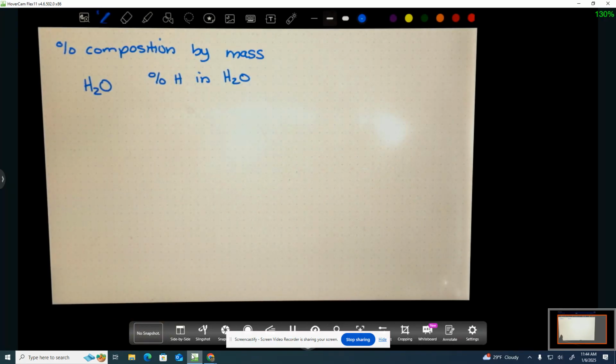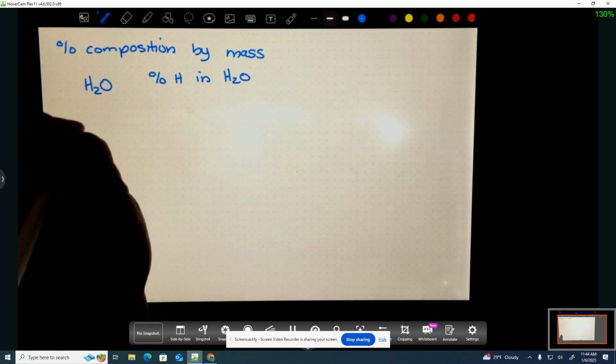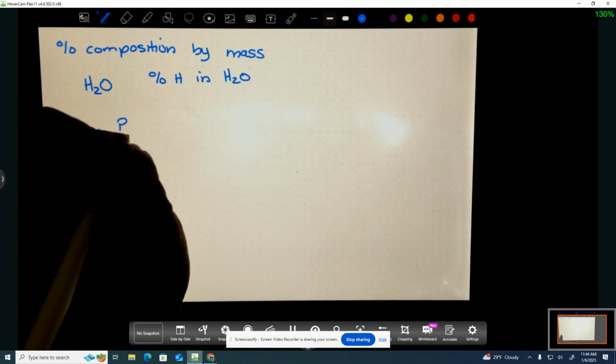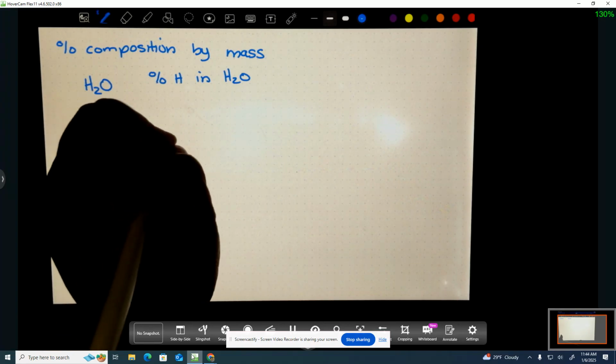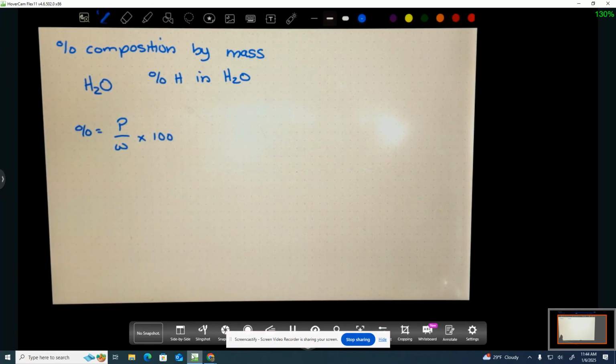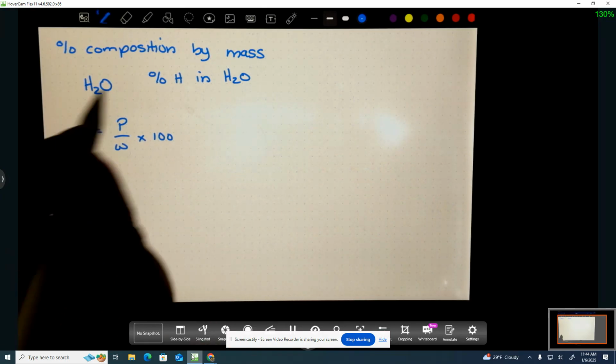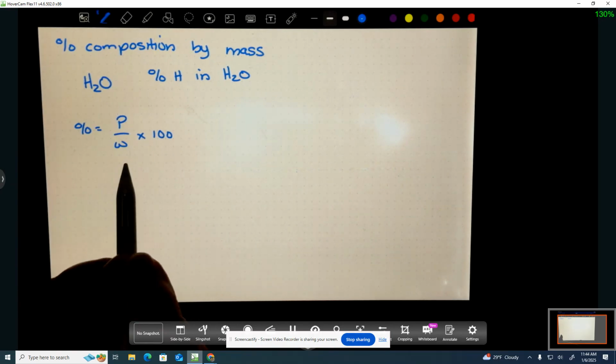And I want to know what the percent of hydrogen in H2O is. So there's a formula there, and it says the percent is going to equal the part over the whole times 100. Isn't that what it says? Mass of part divided by mass of whole times 100. I don't feel like writing out mass of part and mass of whole, so I put a P and a W.